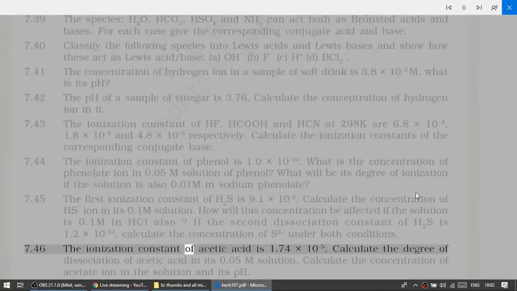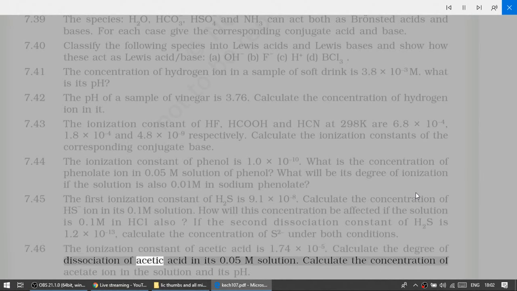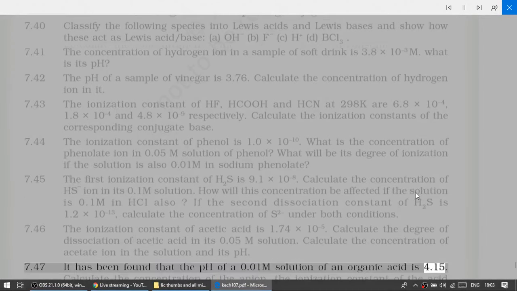7.46. The ionization constant of acetic acid is 1.74 × 10^-5. Calculate the degree of dissociation of acetic acid in its 0.05 M solution. Calculate the concentration of acetate ion in the solution and its pH. 7.47. It has been found that the pH of a 0.01 M solution of an organic acid is 4.15. Calculate the concentration of the anion, the ionization constant of the acid and its pKa.